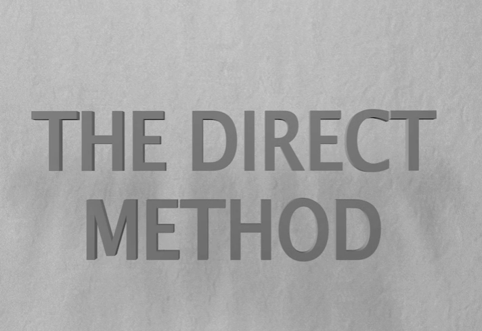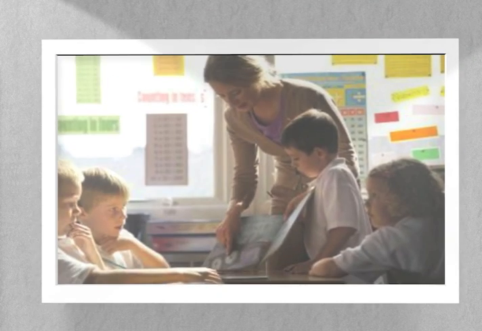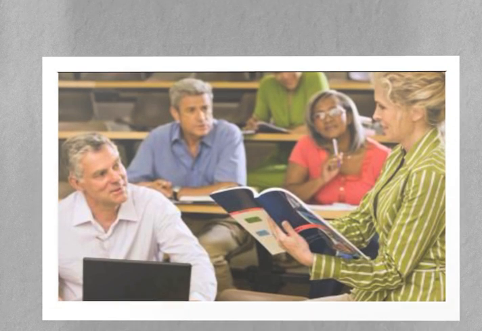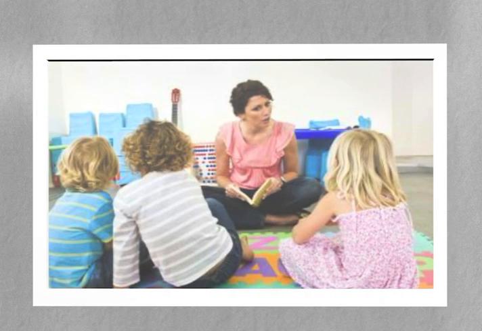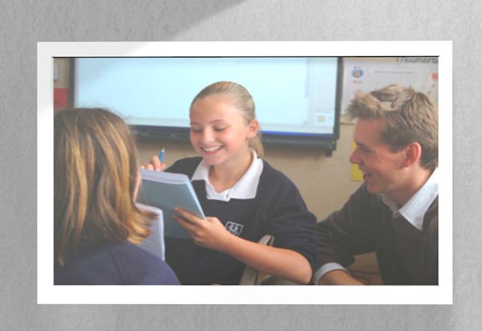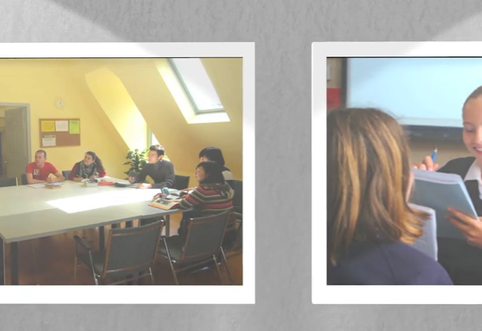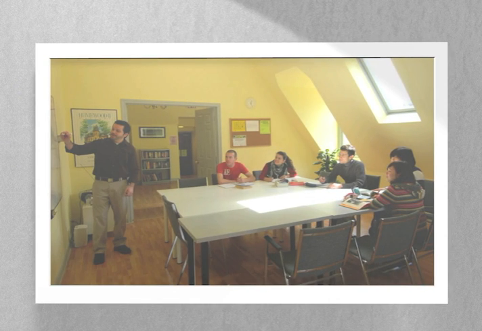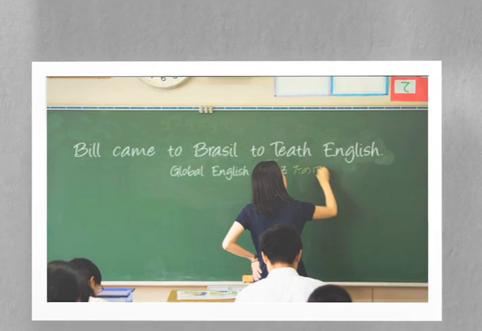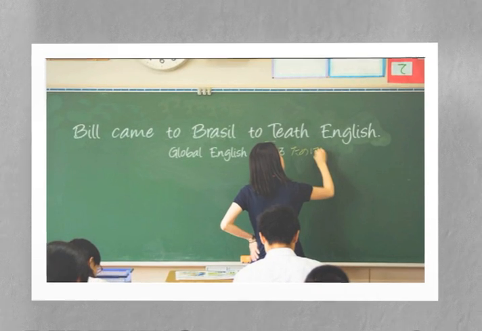The direct method. As a reaction towards the grammar translation method, appeared the direct method in 1900, which originated in Germany and France. This method forbids the use of the native language in the classroom, only permitting the use of the target language. It is based on a natural approach to language learning. Speaking skills were emphasized and grammar was taught inductively.